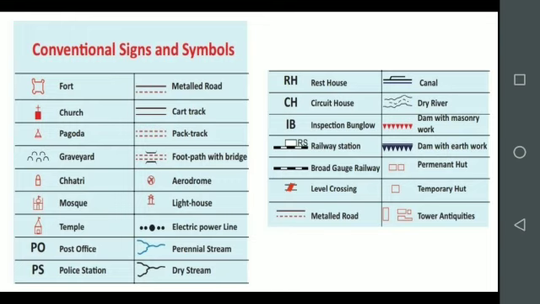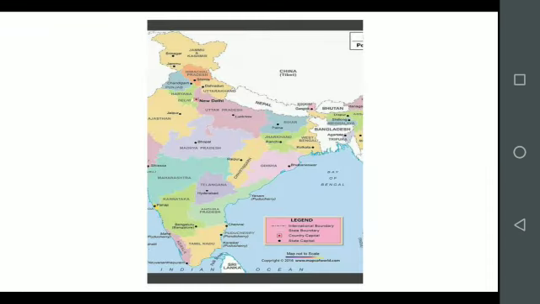Whereas the metal roads, post office, police station, or the rest house, the circuit house, inspection bungalow, railway station, and so the broad gauge railways and such things are drawn using color black, and blue represents the rivers or the water bodies on the map.